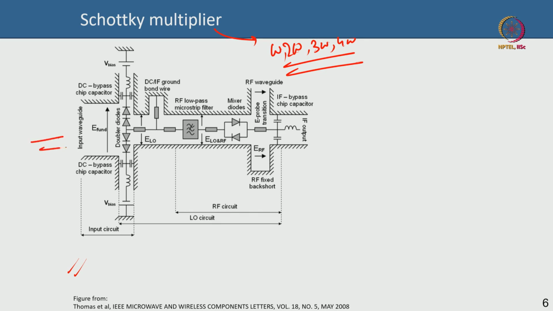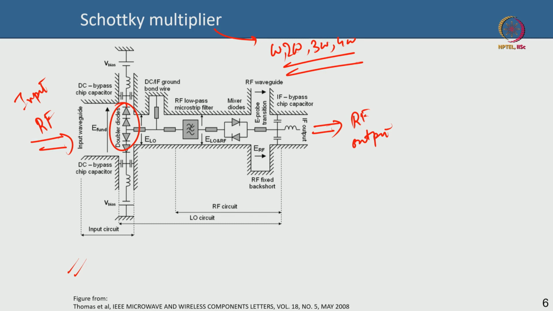So, here the input RF signal is coming in, and here of course the output RF signal is coming out. This is the input RF signal, and suppose the input RF signal is at some gigahertz. The thing is that you are actually using a frequency doubler.